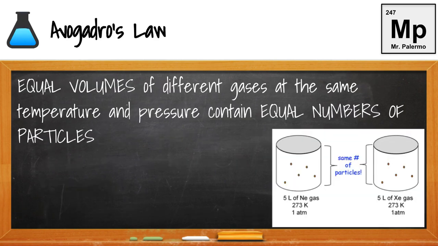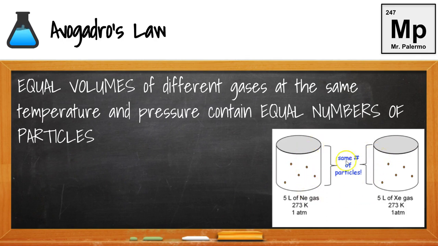Avogadro's law states that equal volumes of different gases at the same temperature and pressure contain equal numbers of particles. What does that mean? It means that if you have the same conditions, meaning the same temperature and the same pressure, it does not matter what gas, you would have the same number of particles.